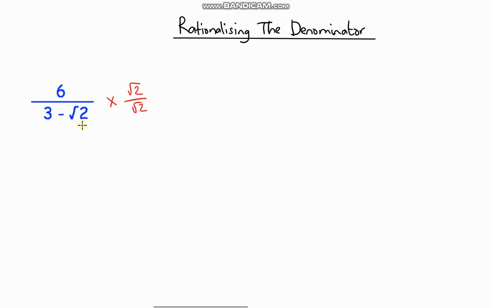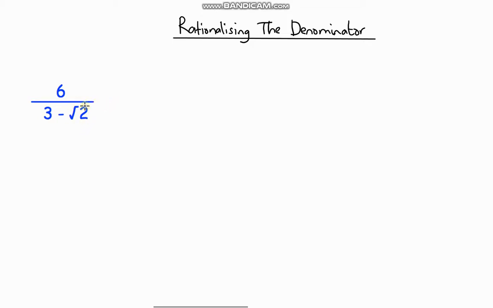in our denominator. Now what we're going to do in this video is move on a step, but this time instead of just having one term in our denominator, now we've got an expression with two terms in our denominator, one of which is an irrational number. So we're going to do the same thing, we're going to rationalise the denominator, so we're going to get rid of this irrational number. Now in order to do that, it's a slightly different technique than previously.